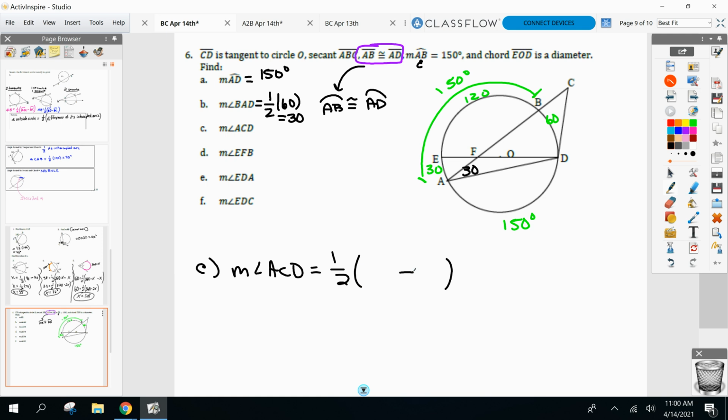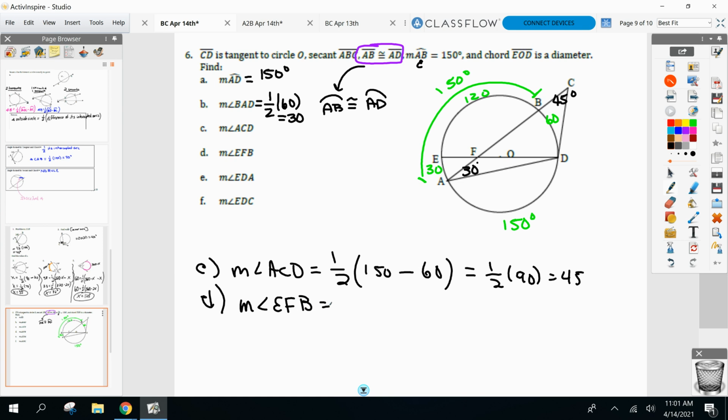What's the bigger arc in between ACD? 150, minus the smaller arc, which is 60. Done. Once she said outside, I knew the rule. So we're going one half of 90, 45. So this angle up here is 45 degrees. All right, let's keep trucking. Part D, the measure of EFB.